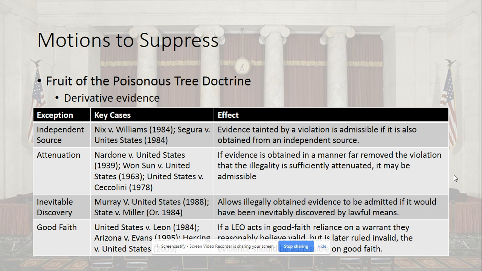So we can still use the slug, we can still use the dead body, but the gun and the shell casing and the blood spatter and all that and anything else related to that is out.